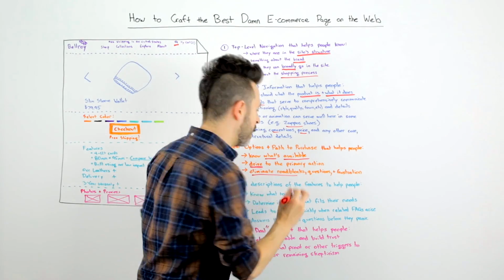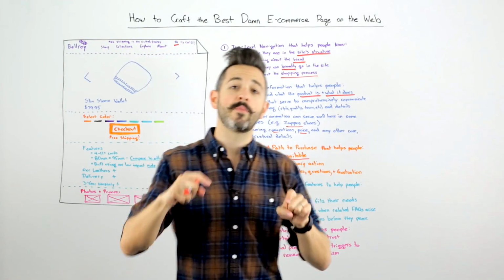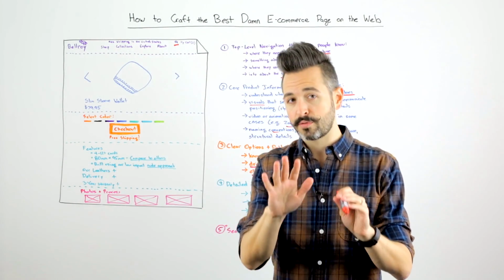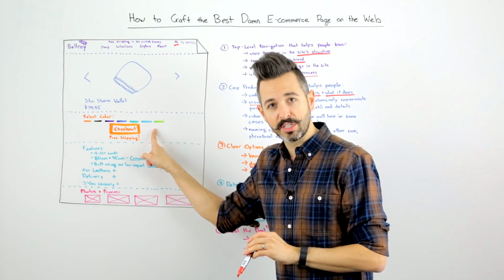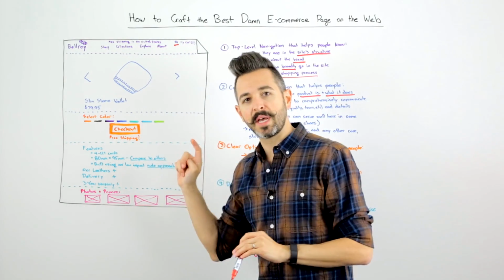Finally, we're trying to eliminate roadblocks. We're trying to eliminate any questions that might arise, and we want to eliminate any future frustration. So, for example, one of the things that I would do here that Bellroy does not do is I would geo-target based on IP address.